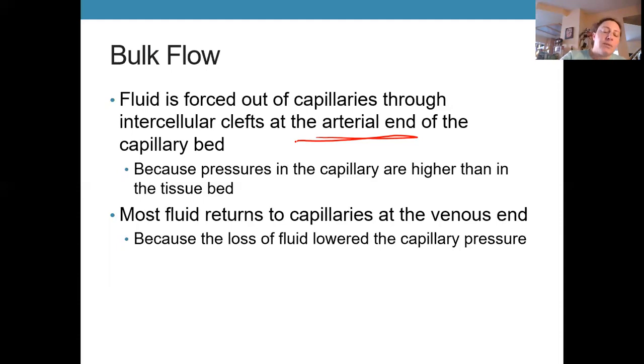And this is important because that means that even though we've exchanged materials, mostly we're leaving nutrients and oxygen with the tissue beds, and we've picked up carbon dioxide and metabolic waste products, we're keeping most of the volume of the blood. We're not losing it to the tissues.